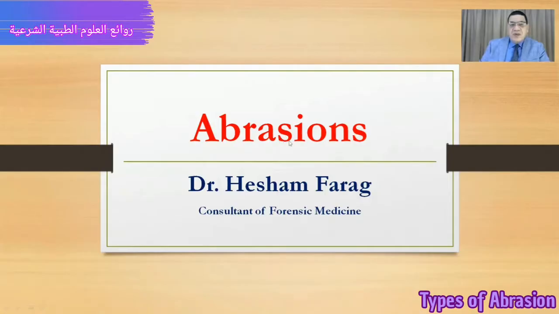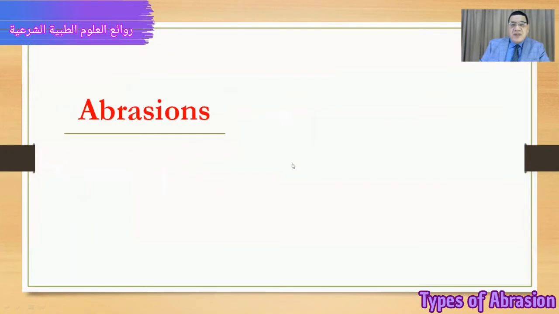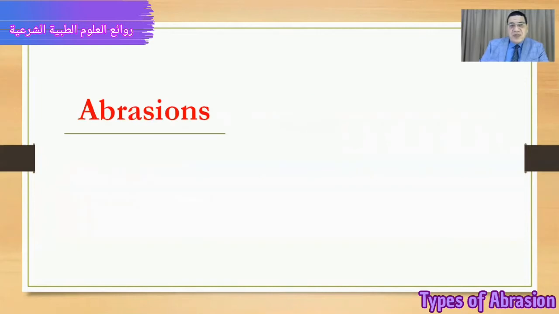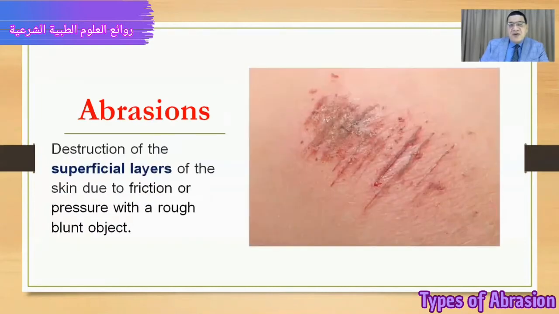Today, I will speak on abrasion, which is one of the wounds that can be caused by a blunt object. How can you define abrasion? Firstly, by the end of this lecture, you must know the definition and types of abrasion. What is the definition of abrasion?